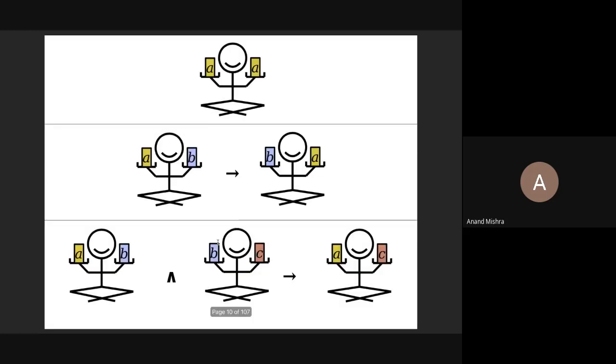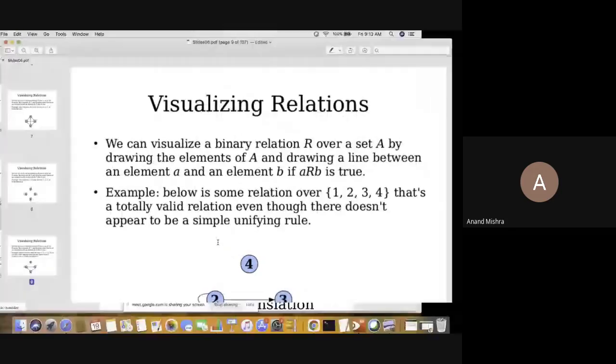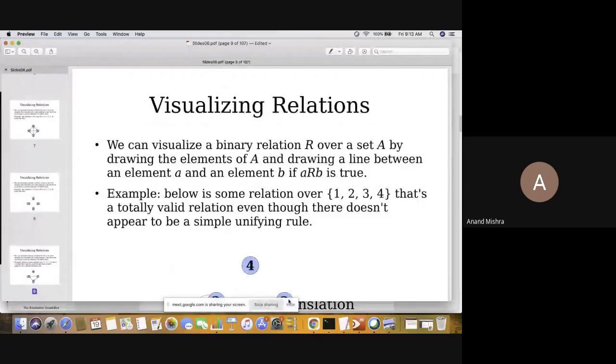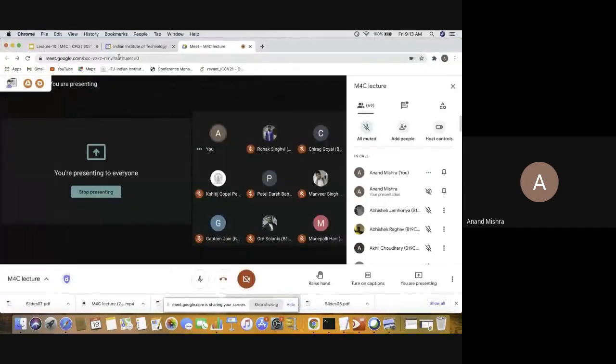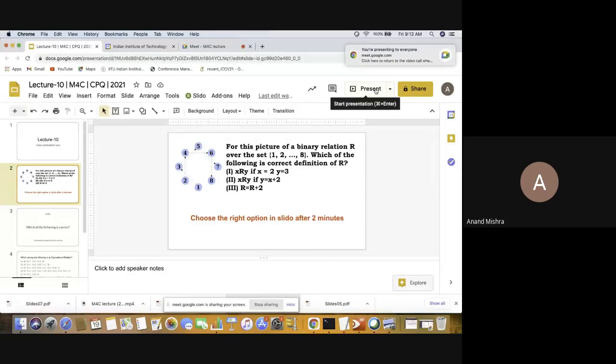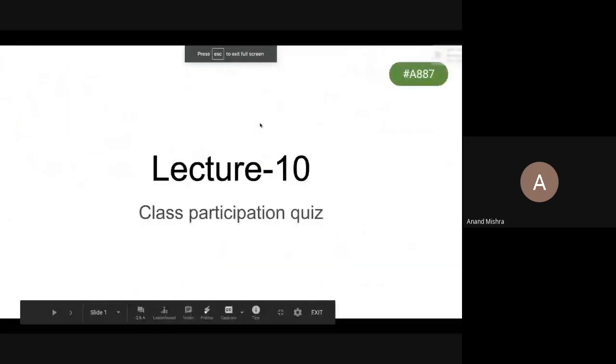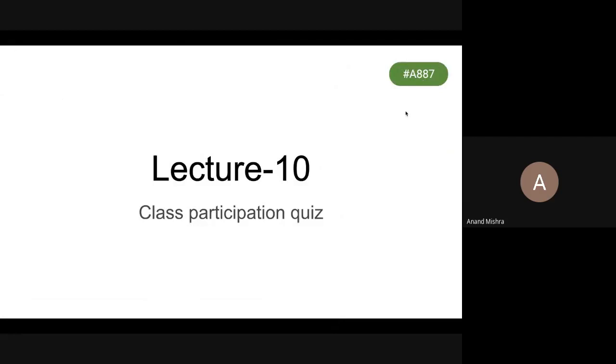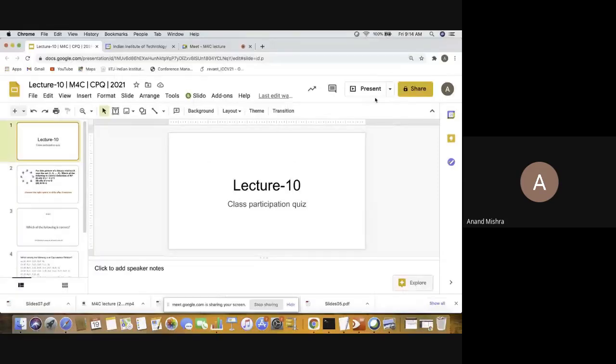Okay, so now let's go to one quick question in Slido. A very quick question. Let me present it first. This is A887 in Slido. Let's present over Slido then.